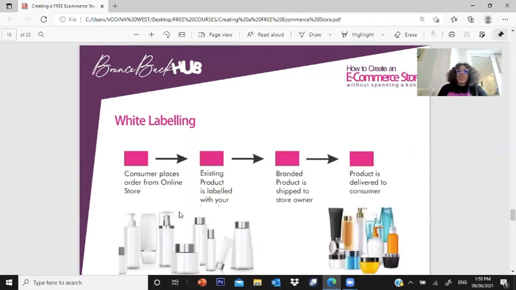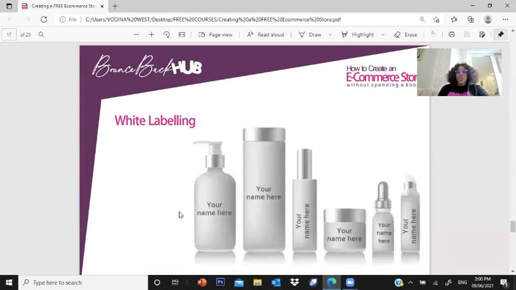Okay, so white label: consumer places order from online store. Existing product is labeled with your brand name, with your own name on it. Then the branded product is shipped to the store owner, and the product is delivered to the consumer. So people will place orders from your online store. Then the existing product is labeled with your brand name on it. The branded product is shipped to you, the store owner. Then the product is delivered to the consumer. Okay, so that's it again. Your name here, your name here, your name here.